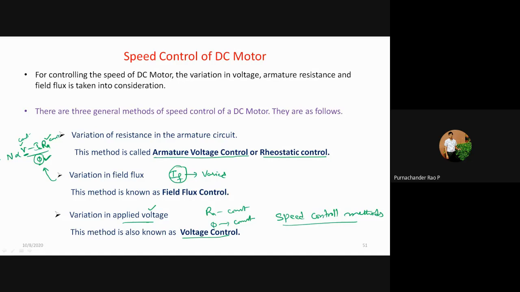Okay, we will study one by one for shunt motor. I'm not going for any compound motor because operation and everything is similar to your shunt motor or series motor. So we will discuss these speed control methods for the shunt motor and series motors.